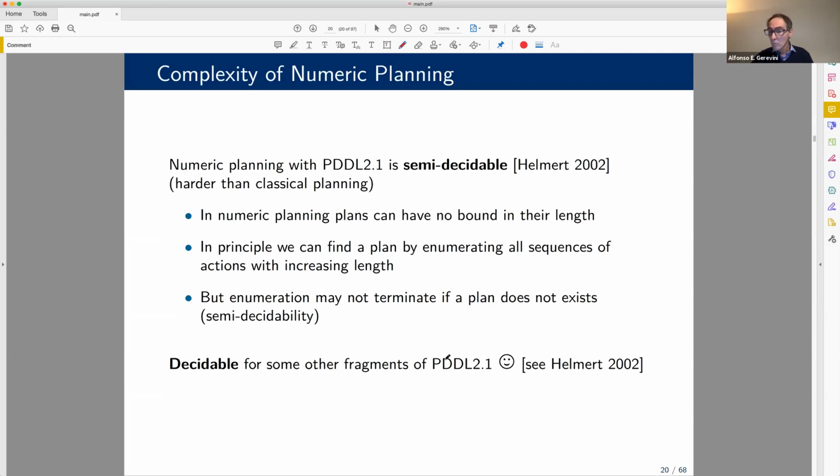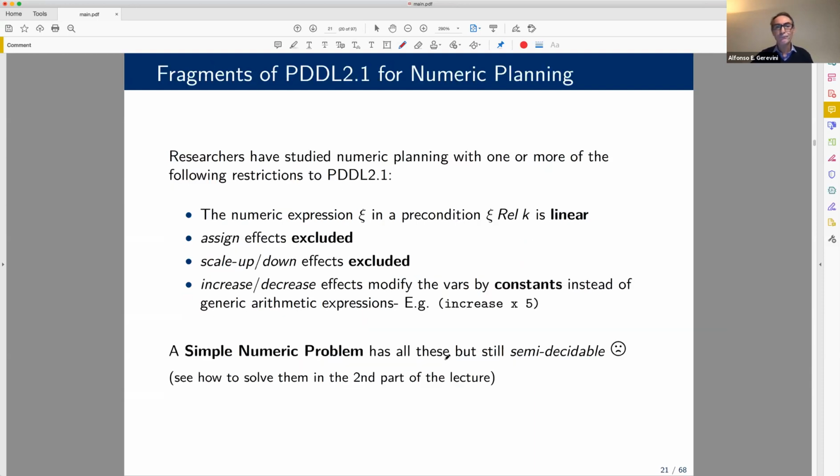If you are interested in more details in this theoretical part, I recommend you see a paper by Helmert, which I have referenced at the end of this first set of slides. Nevertheless, there are fragments of PDDL 2.1 for numeric planning that are decidable. Whether they are useful or not, it's not easy to tell you. It depends very much on the application problem that you have.